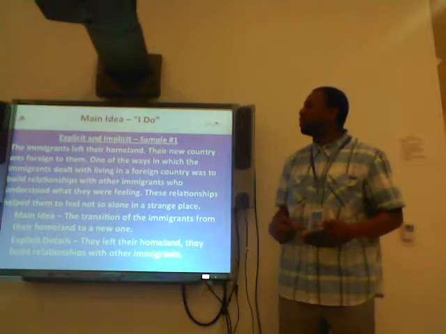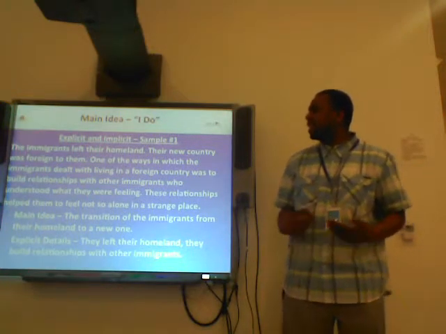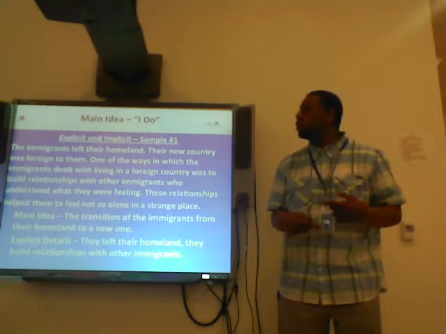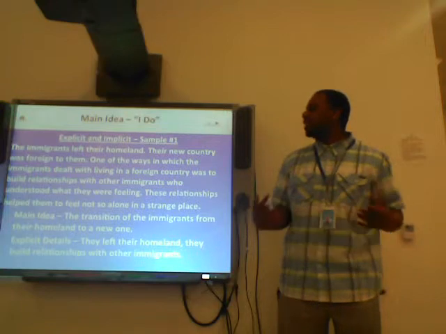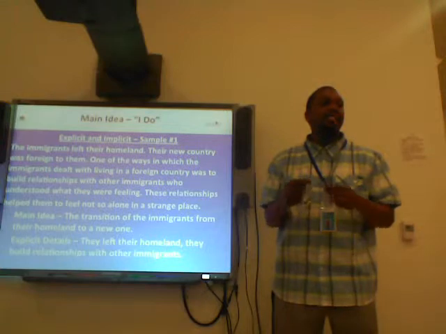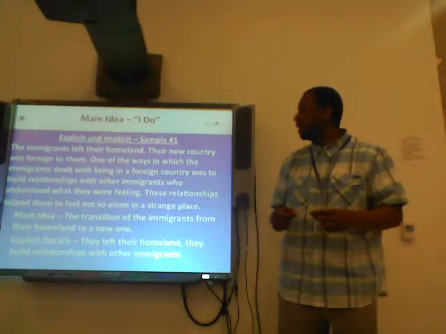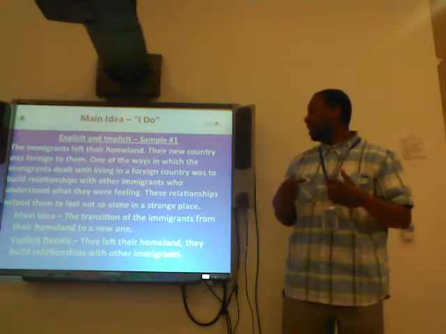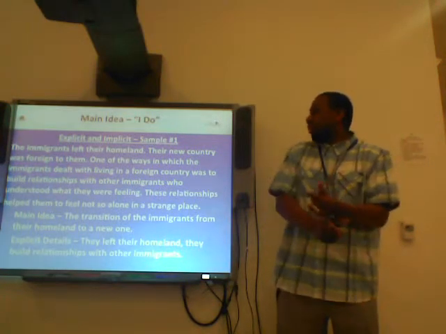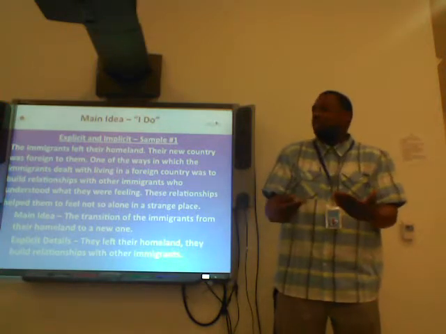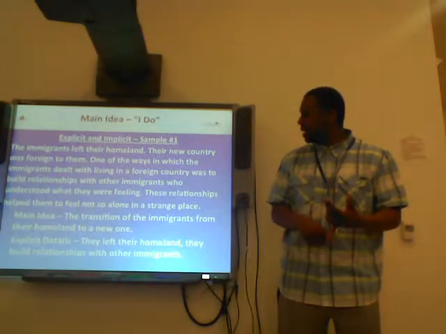So the first thing we said is, what is the main idea of this text? I stated that the main idea of this text is the transition of the immigrants from their homeland to a new one. Okay, so now the explicit details say, what evidence can I pull from the text that's directly stated that tells me that this is possibly the main idea? Well, I used a couple of examples. Number one is the author specifically states they left their homeland. So that's the first thing that shows that there is a transition. The fact that you are leaving to go from one place to another is a transition. Number two, it says they built relationships with other immigrants.